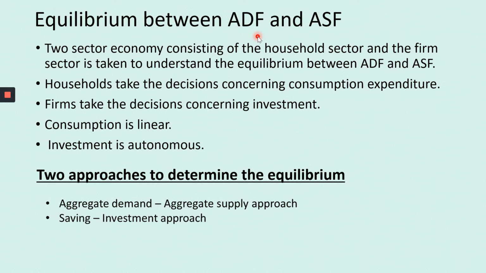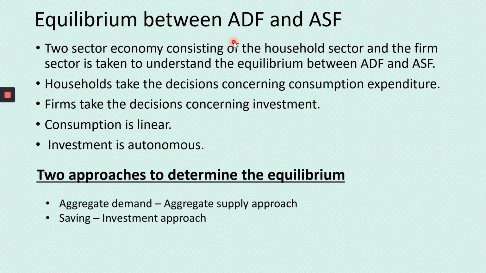So this is found on page number 45, 3.6.3. Okay. So under the Keynes theory of employment, a simple two-sector economy consisting of household and the business sector is taken to understand the equilibrium between ADF and ASF. So Keynes explains this concept through a simple two-sector economy.